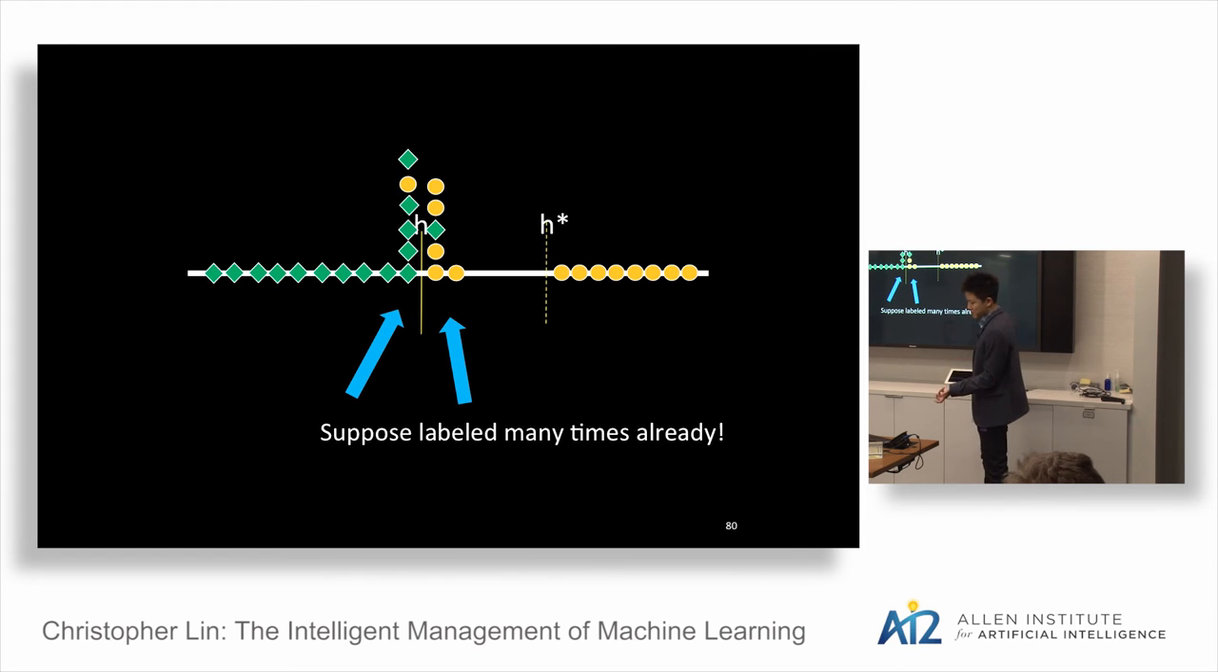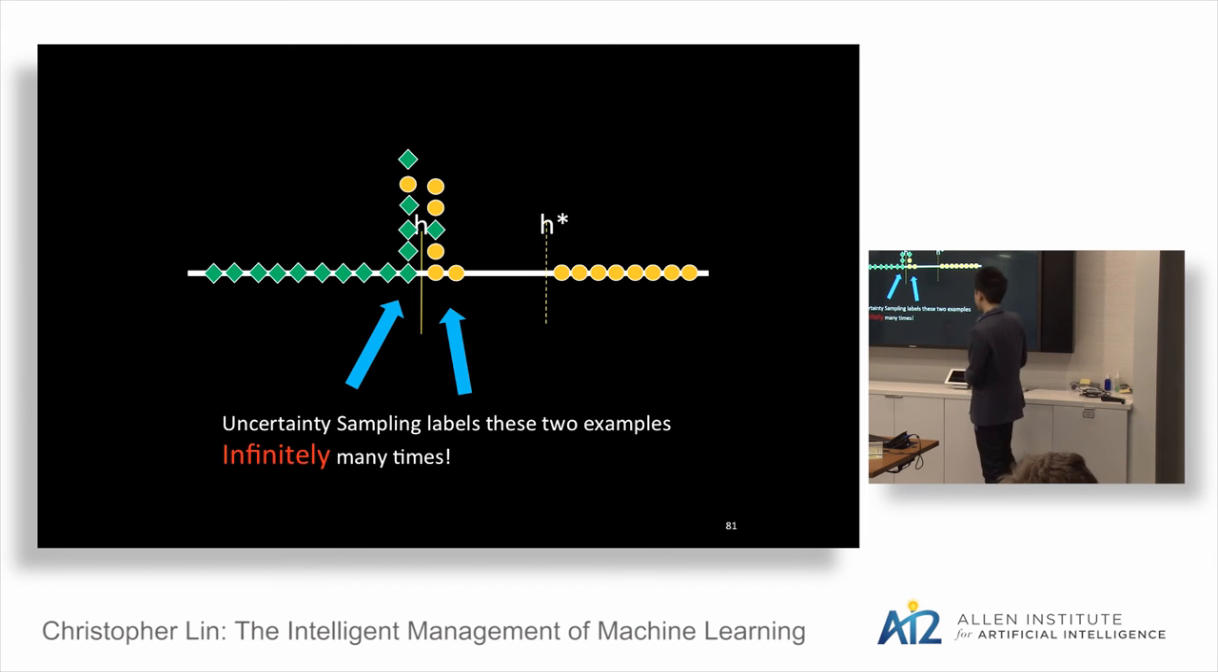Now, for inductive purposes, suppose that you've already labeled these examples many, many times already. Because they've already been labeled many, many times, they've already basically converged to a label. And so uncertainty sampling is going to say, OK, well, let's get another label for these examples. But when it receives another label for these examples, it's just not going to do anything. The label won't change the aggregated label, and so the training set doesn't change. And if your training set doesn't change, your classifier doesn't change. And if your classifier doesn't change, then nothing happens, and you get into this infinite loop where you just relabel the same examples over and over and learn nothing. And so uncertainty sampling fails because it'll label these two examples infinitely many times.